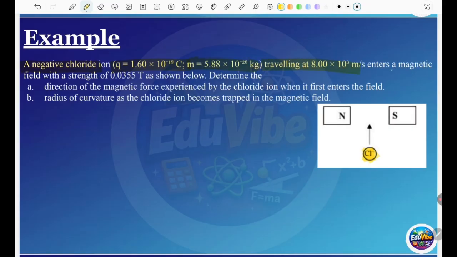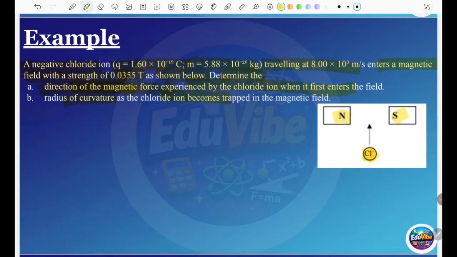Traveling at 8.00 × 10^3 meters per second, a chloride ion enters a magnetic field of strength 0.0355 Tesla. As shown below, we have to determine the direction of the magnetic force experienced by the chloride ion when it first enters the field. This is the type of field we have, with north and south magnets. We have to find the magnetic force direction first.